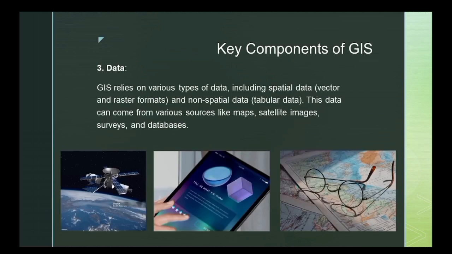Number three is data. GIS relies on various types of data. We explained before, there is spatial data, which is in vector and raster formats, and the non-spatial data, which is tabular data. They can come from various sources like maps, satellite images, surveys, and databases.